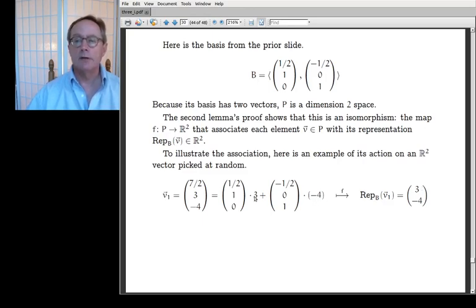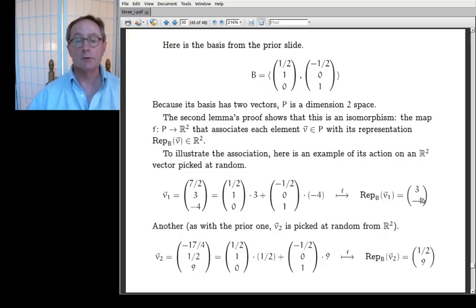That's the 3. This 3 right here is this 3 right here. This minus 4 right here is this minus 4 right here. So I associate a member of the domain with its representation with respect to the fixed basis. I fix a basis, and I associate 7/2, 3, minus 4 gets associated with 3 and minus 4, because that's the representation of that vector with respect to that basis.